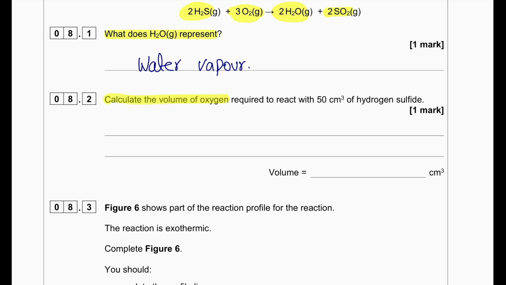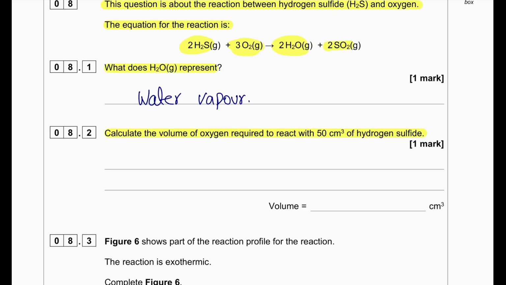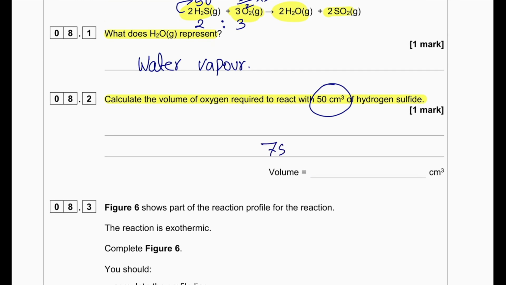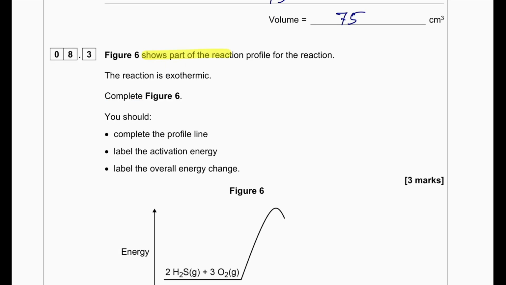Calculate the volume of oxygen required to react with 50 cm cubed of hydrogen sulfide. This is a very good question. Gases react in their gaseous molar proportion. So 50, all right. The stoichiometric ratio is 2 to 3. So if 2 represents 50, then 3 will represent 50 divided by 2 times 3, which is equal to 75.